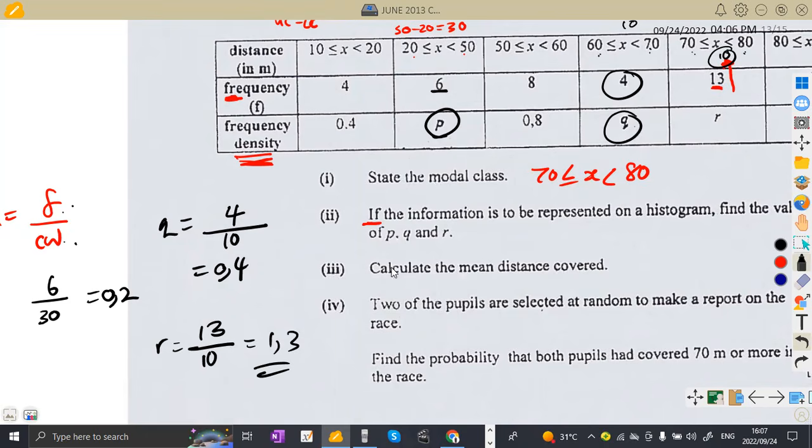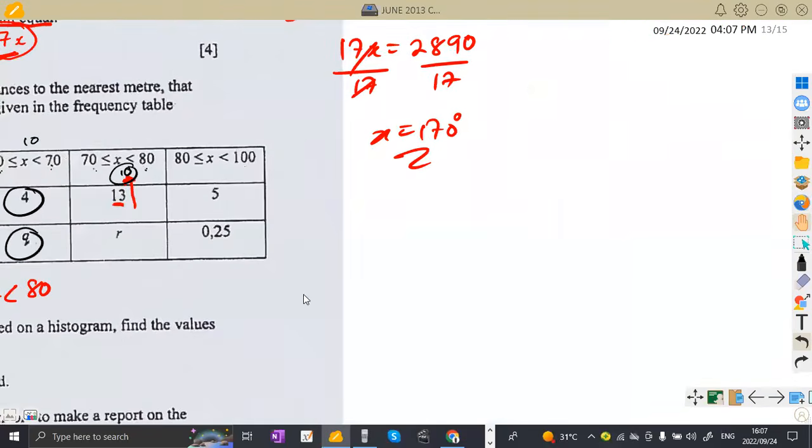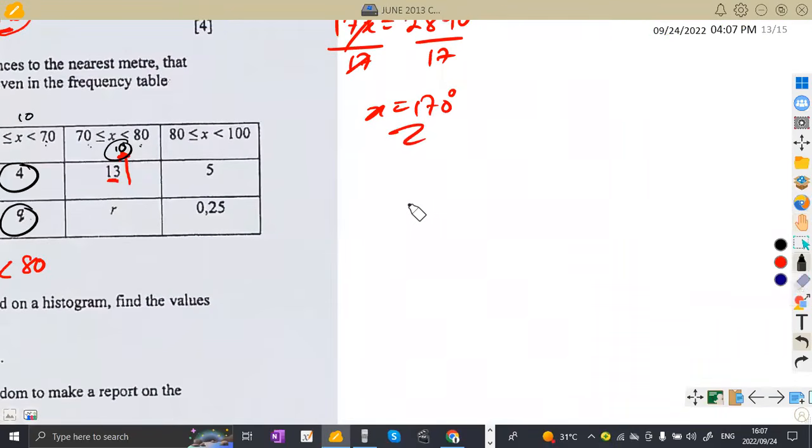Item 3, calculate the mean distance traveled, the mean distance covered, okay? So remember, guys, for the mean, you actually need the class centers. So here, we are going to work with the class centers and the frequency. Remember how you calculate your mean, guys. I talked about this before. Okay, so this is our item 3.